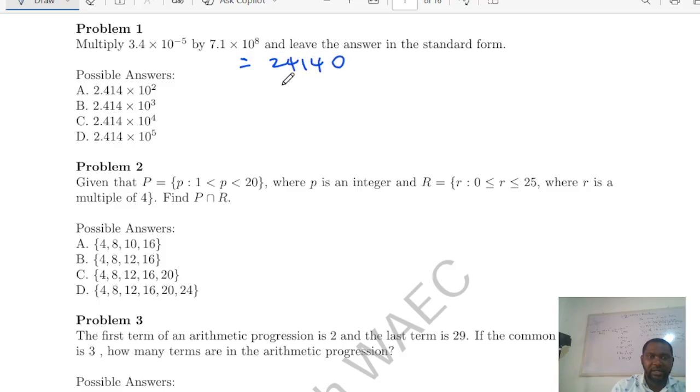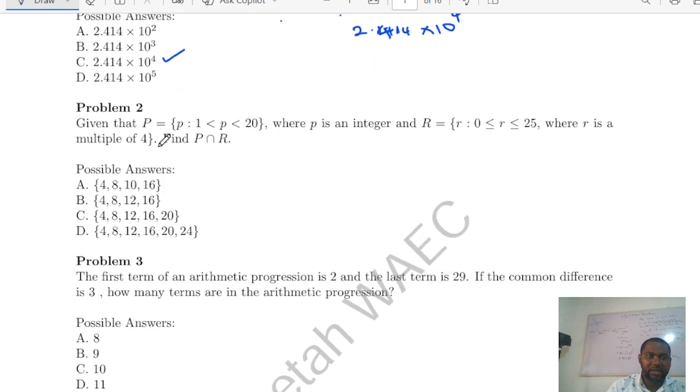24140. Now 24140, counting from here, 1, 2, 3, 4, so the answer is 2.414 times 10 raised to the power 4. Yeah, because this is 4 zeros counting from the left. So the answer to this question is C.